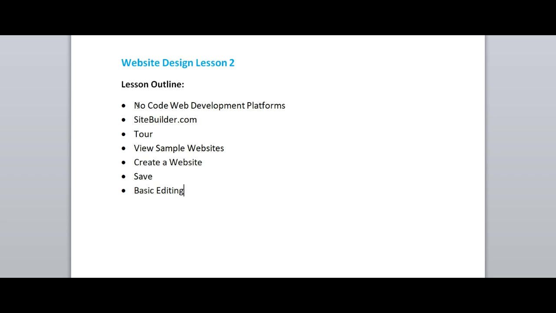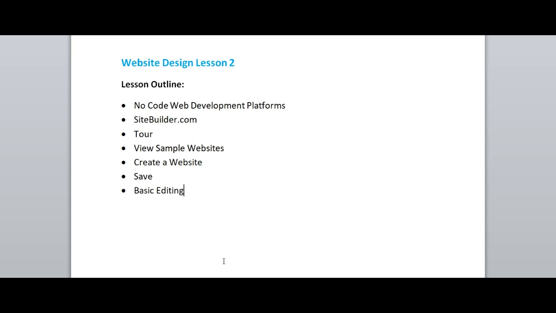The first thing we're going to do is look at samples of no-code website development platforms. That is, website platforms where you can build websites without coding. We're going to delve into the site we're going to use for our practice, SITEBUILDER.com. We're going to take a tour around that site and view sample websites. Every time you want to build a website, you need to have samples you should look at. We're going to create a website in SITEBUILDER, then save it, and also do basic editing. So let's jump right into it.